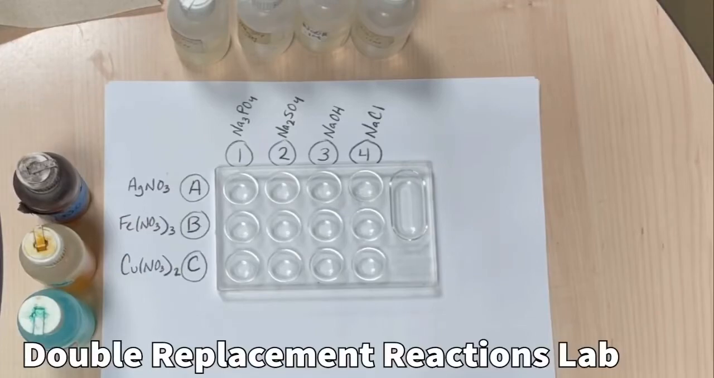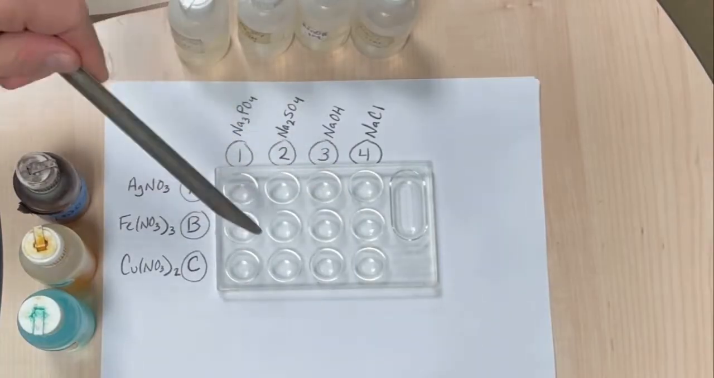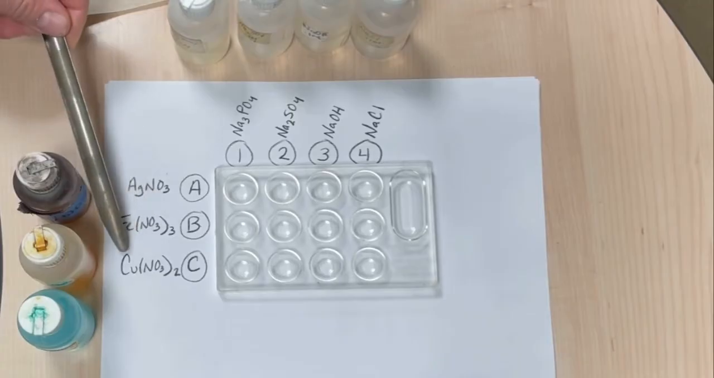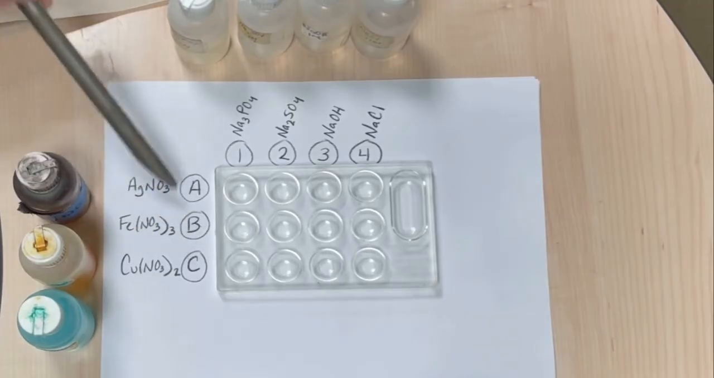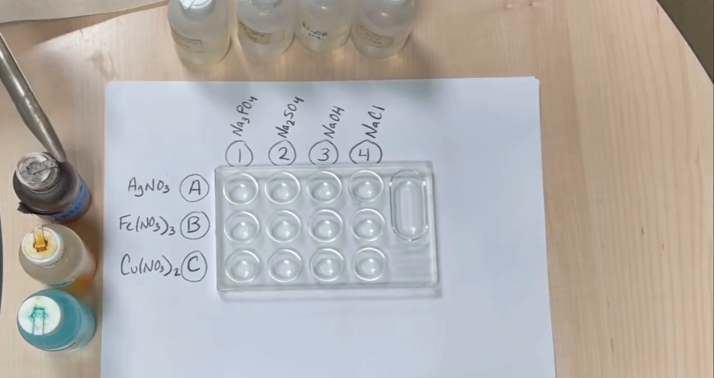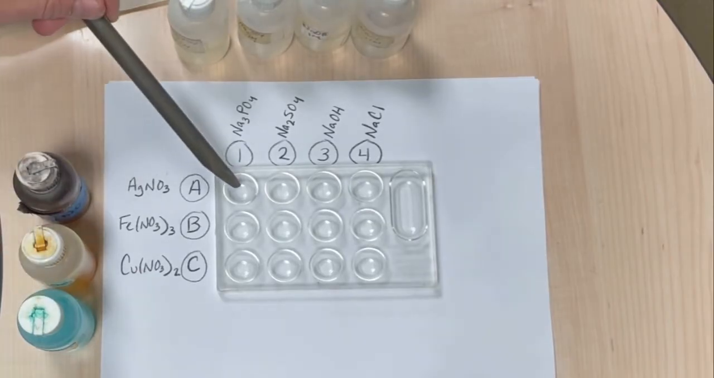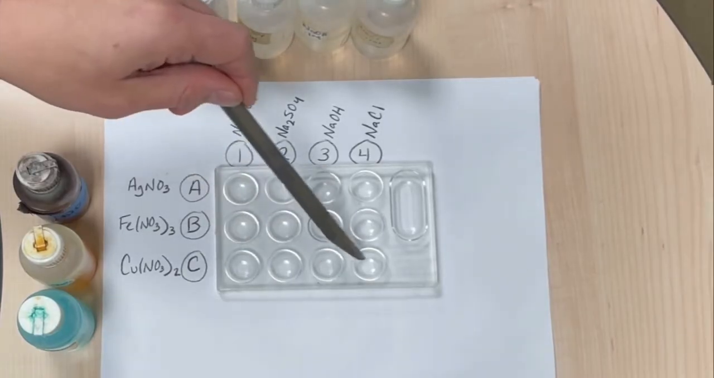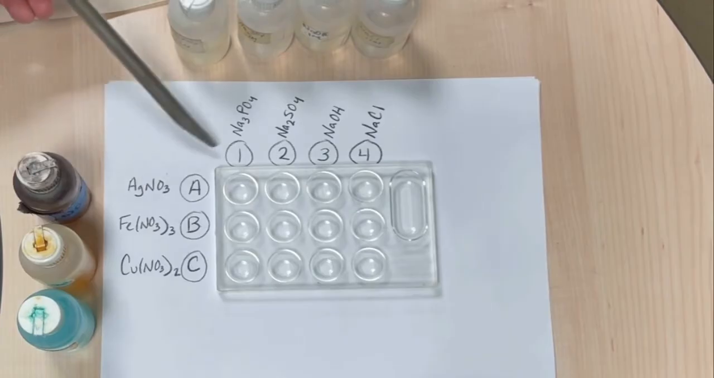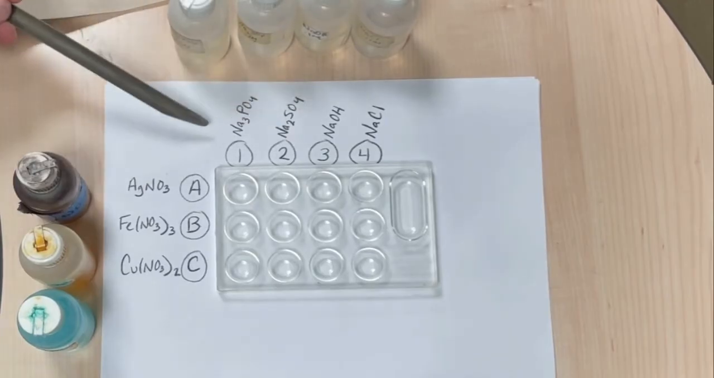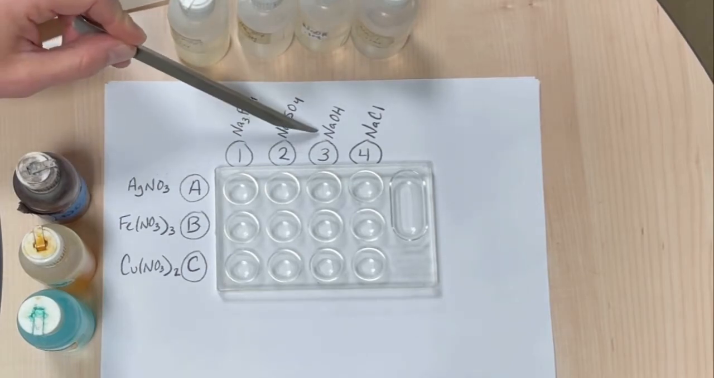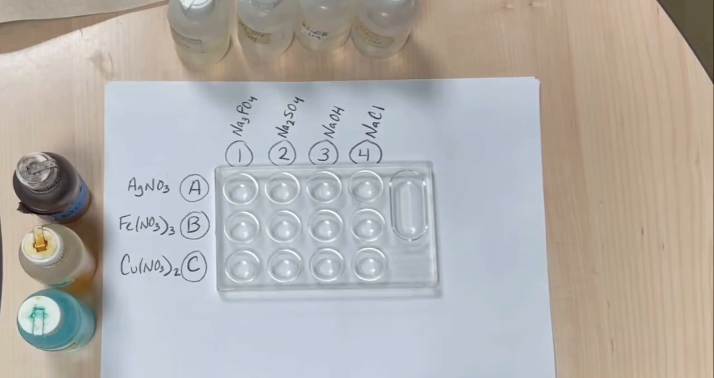Today we're going to be looking at double replacement reactions. If you take a look, we have our tray set up, and we're going to be using silver nitrate, iron 3 nitrate, and copper 2 nitrate as some of our compounds. We'll put 5 drops of each into our little wells. Then we're going to react each of them with 4 different compounds: sodium phosphate, sodium sulfate, sodium hydroxide, and sodium chloride.